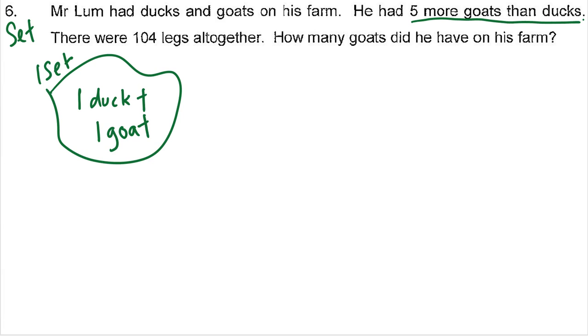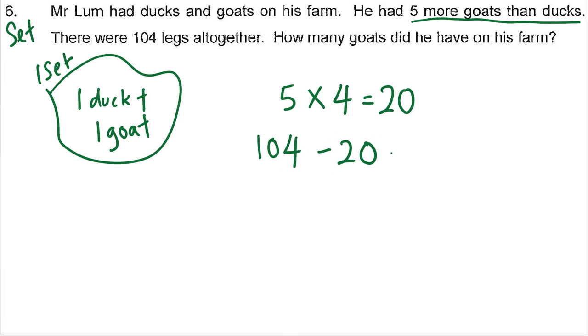How do we do that? Now we know that goats are 4-legged animals, right? And these 5 extra goats, let's just take them out first. Alright, let's count the total number of legs these 5 goats have, and it's a total of 20 legs. Now these 20 legs are extra legs because they don't belong to any set. So from the total number of legs, I take off these extra legs, which is going to give me 84 legs.